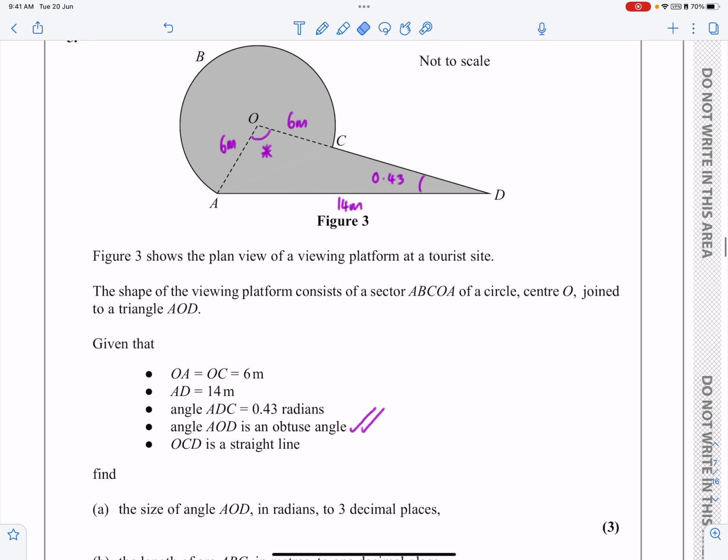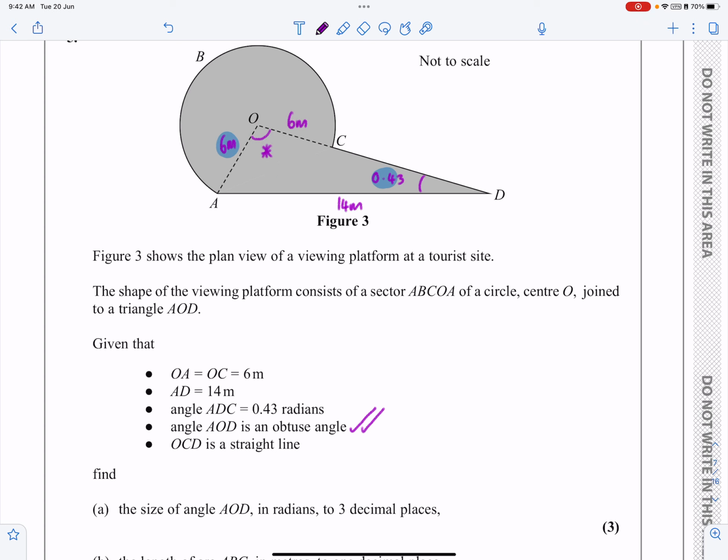So it says size of angle AOD in radians. If I'm looking at this triangle here, as soon as I've got a non-right angle triangle, it's cosine rule or sine rule. This one's the sine rule, and when it is the sine rule, I'm looking to pair things up. I've got this side and this angle here, so that's good, that's what I want. And also I've got this angle and this side here. So yeah, I can get going with my sine rule, and that's going to work out the asterisk thing.